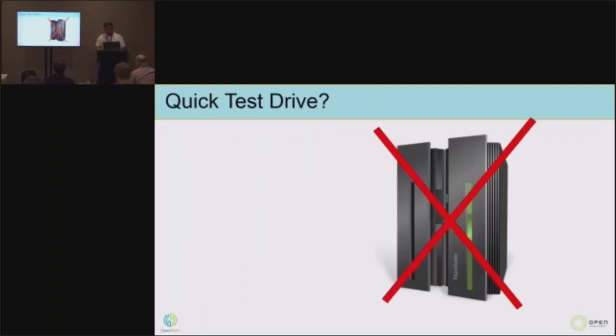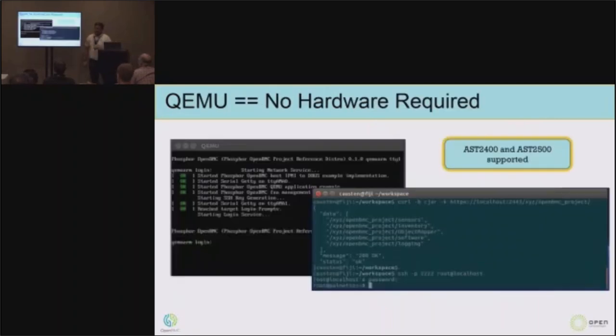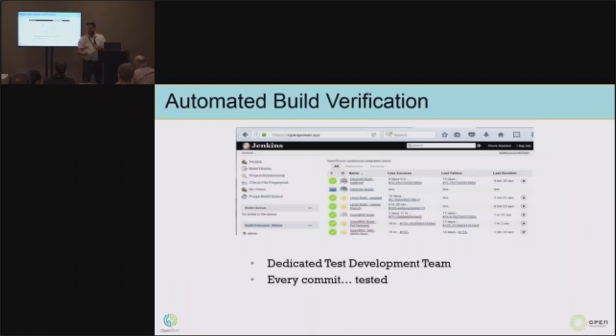Okay, you want to try this code base out, you don't even have to have hardware or even a mainframe. You can run QEMU, which we have support for. We've always had support for the 2400, but we've added a contribution to do it for the 2500 as well. And it supports reboot now, which is nice because it didn't in the past. What's that do? It helps you out when it comes to automated testing. Okay, the automated build environment.